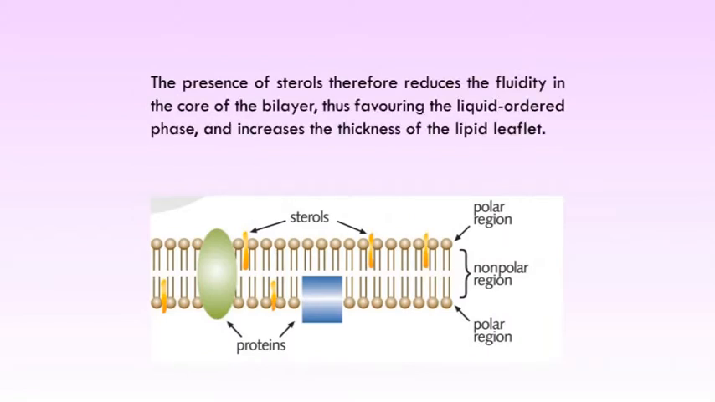The sterol content of a membrane is another important determinant of liquid state. The rigid planar structure of the steroid nucleus inserted between fatty acyl side chains reduces the freedom of neighboring fatty acyl chains to move by rotation about their carbon-carbon bonds, forcing acyl chains into their fully extended conformation. The presence of sterols, therefore, reduces the fluidity in the core of the bilayer, thus favoring the liquid ordered phase, and increases the thickness of the lipid leaflet.